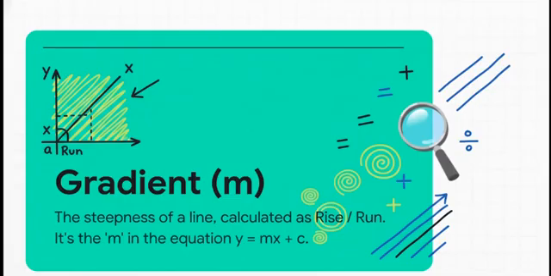So, what is the gradient? Well, it's really just a number that tells you exactly how steep a line is. And you figure it out by taking the vertical change, what we call the rise, and dividing it by the horizontal change, the run, rise over run. And that value, that's the m in that famous equation, y equals mx plus c. That m is the slope.